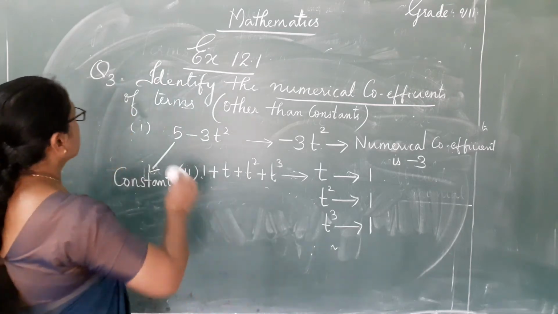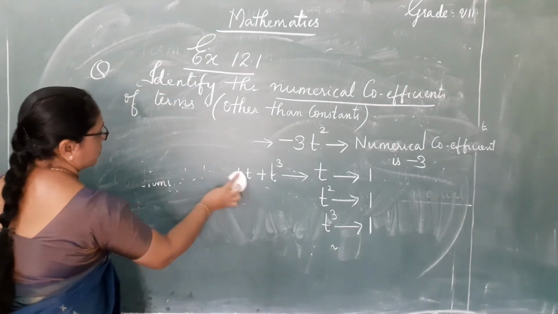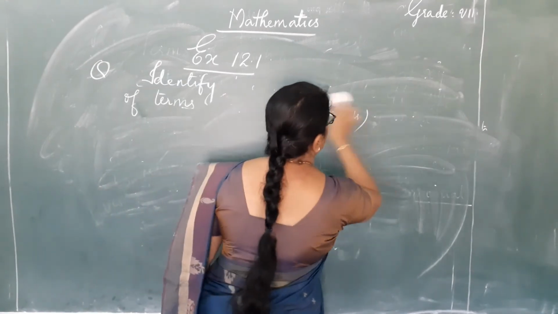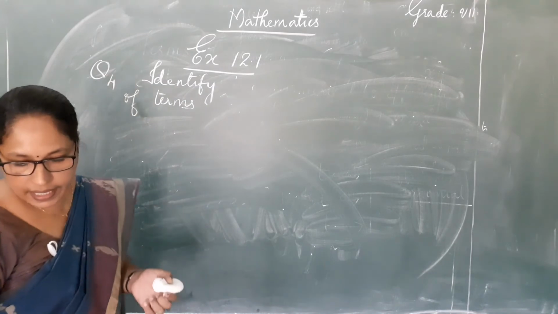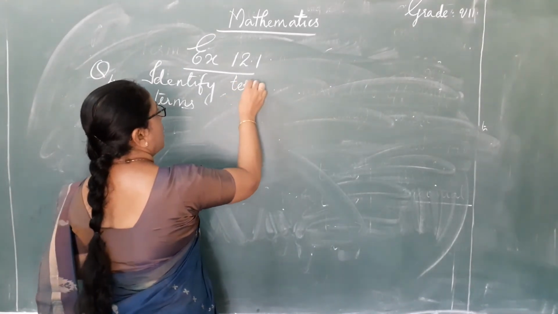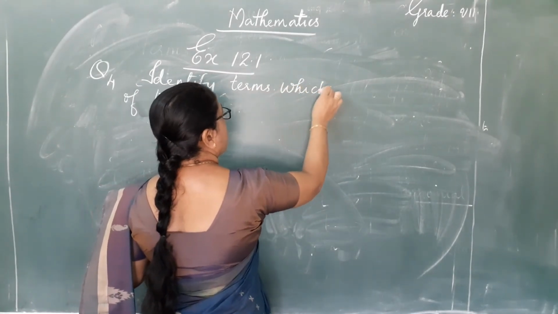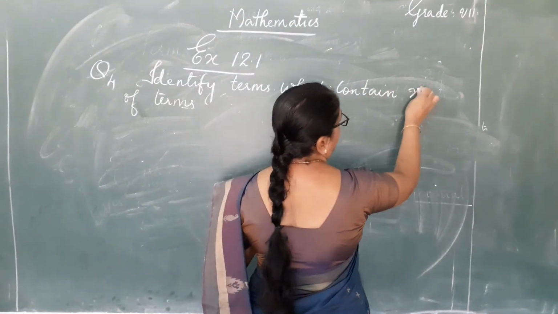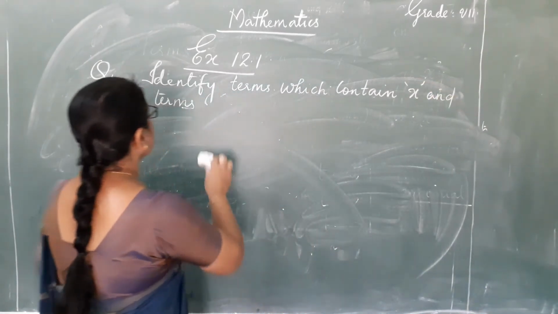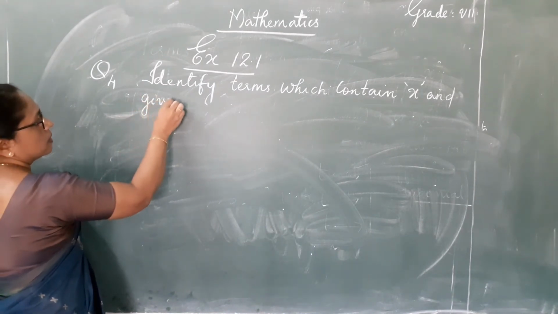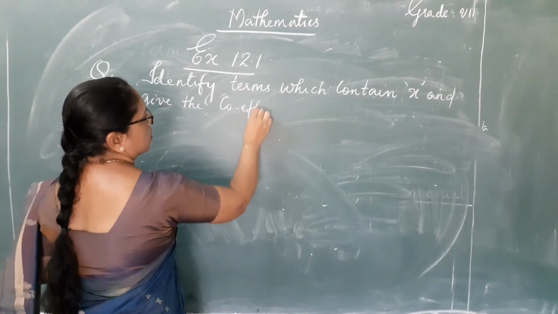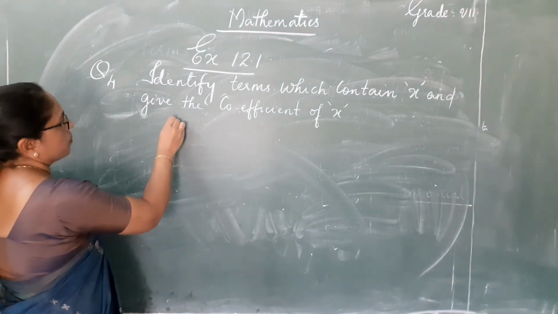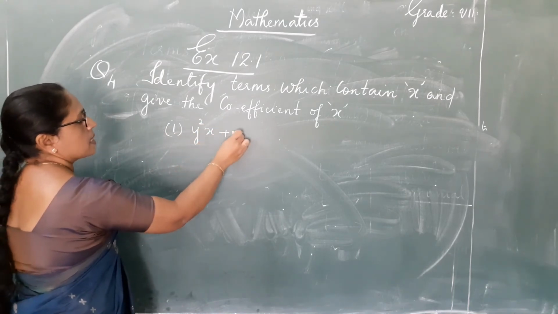Okay. Next question, question number 4. Question number 4 is: Identify the terms which contain x and give the coefficient of x. Question 1: y square x plus y.